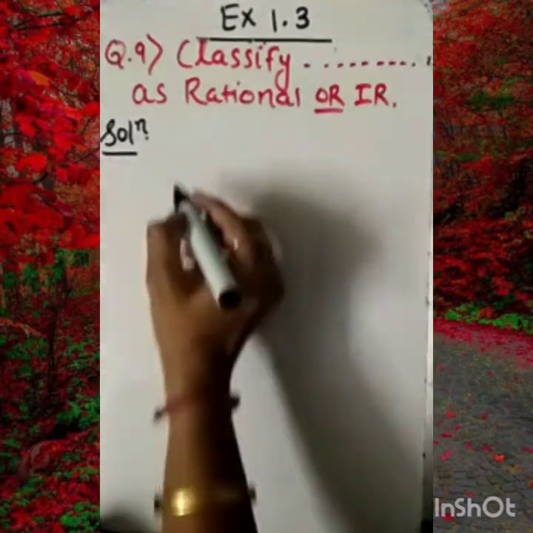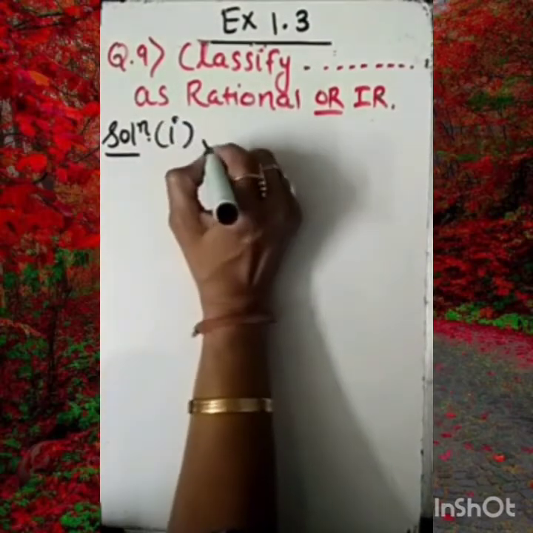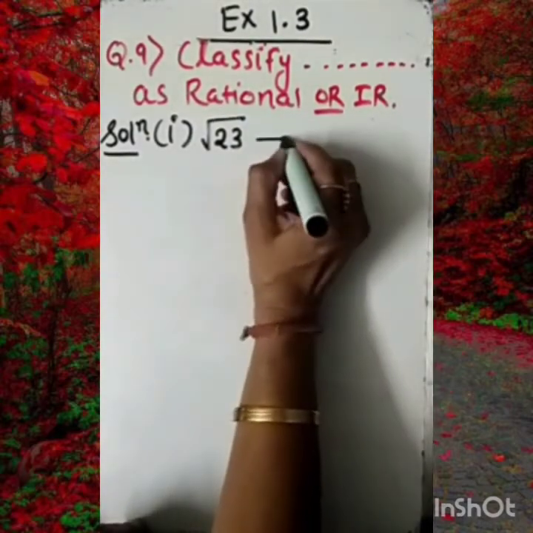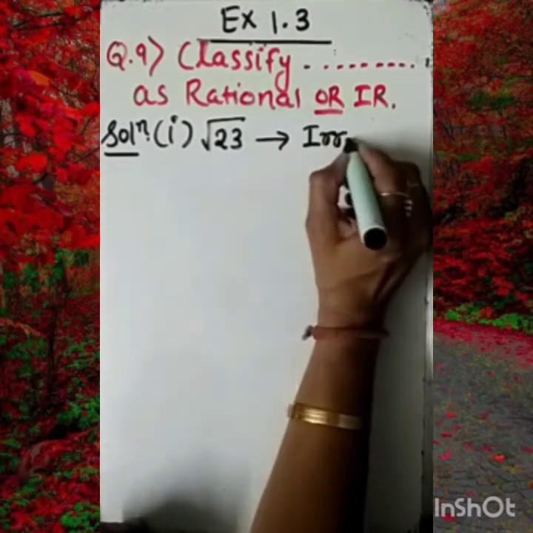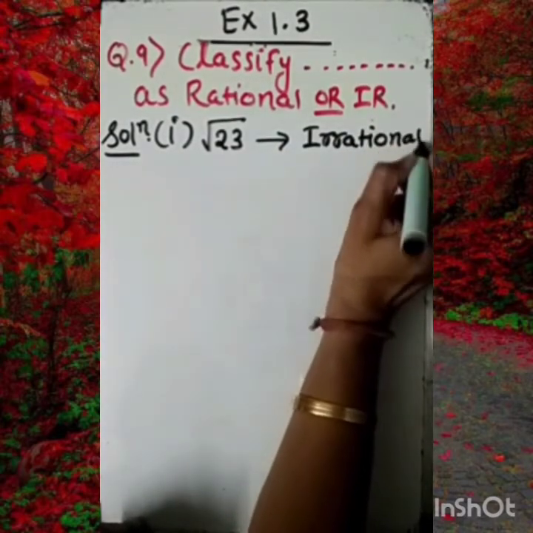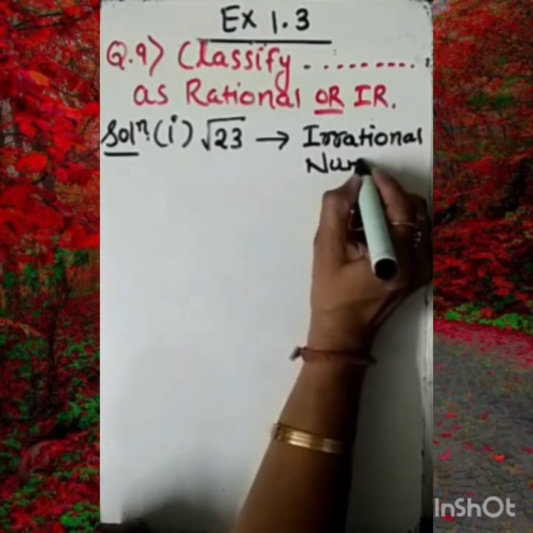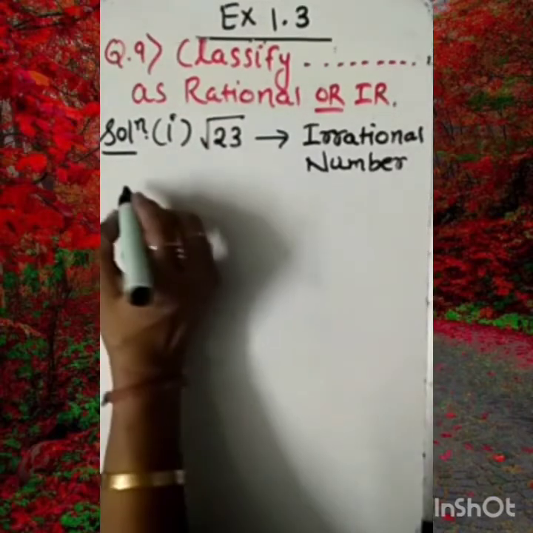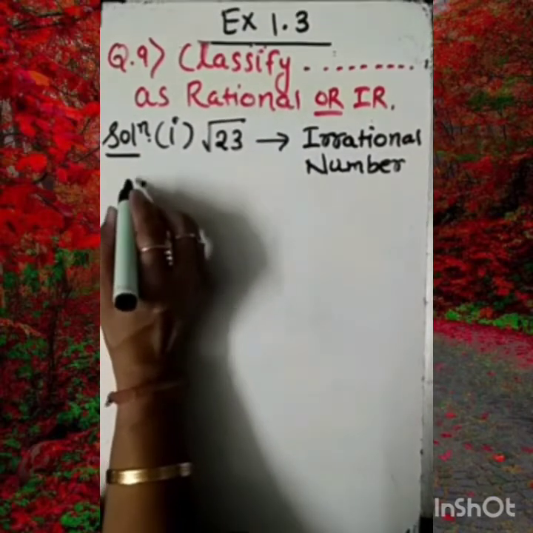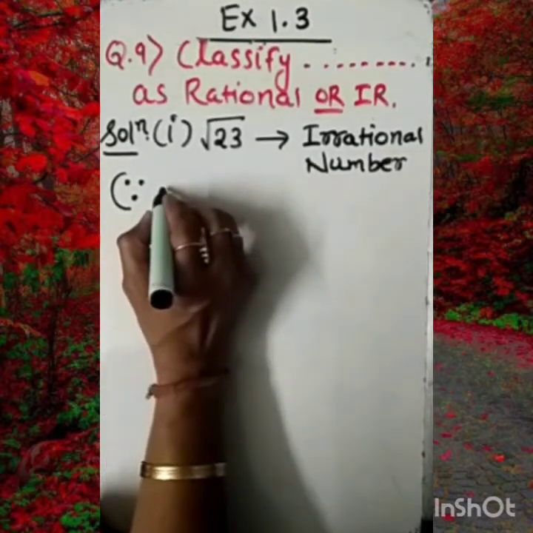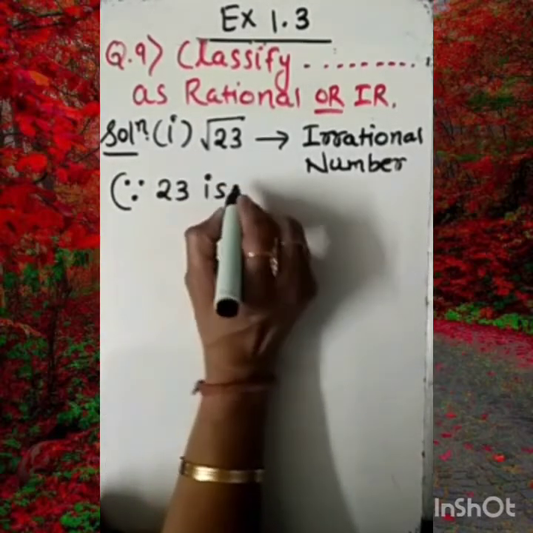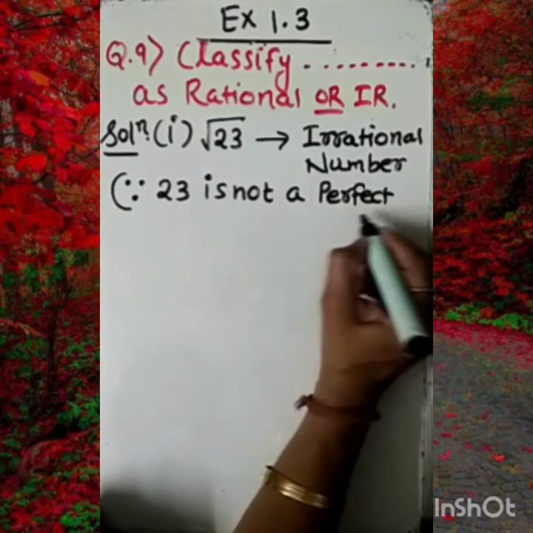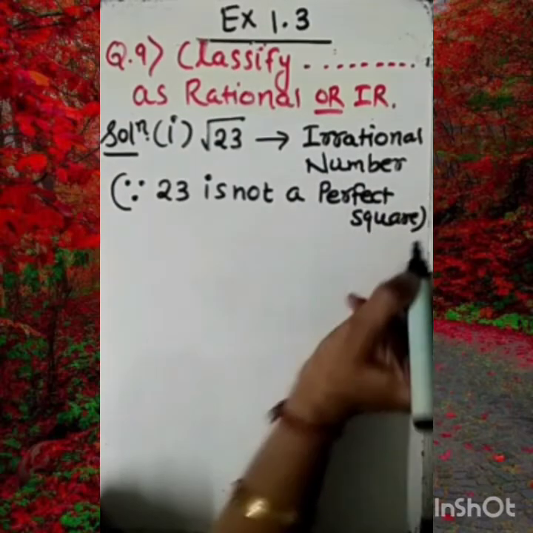So, in that first example, let me choose the first one, which is under root 23. Of course, we know under root 23 is an irrational number. What is the reason behind that? Why am I calling it an irrational number? Because we know that 23 is not a perfect square. So we write the reason in brackets. We need to mention the reason: 23 is not a perfect square. This is the solid reason.